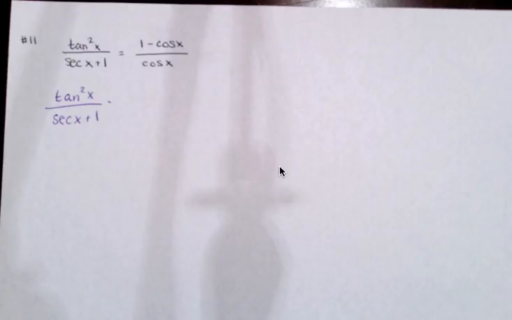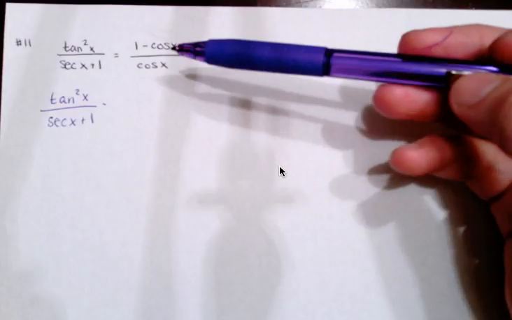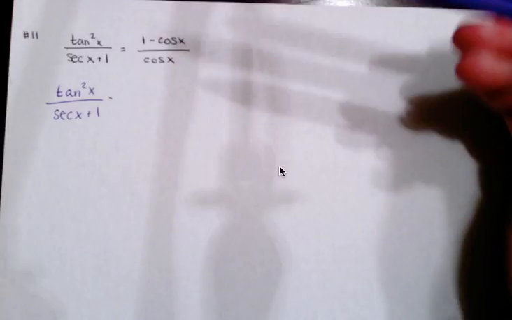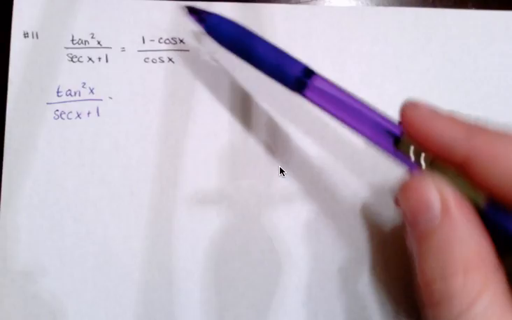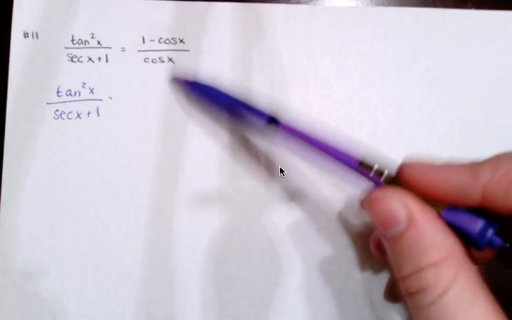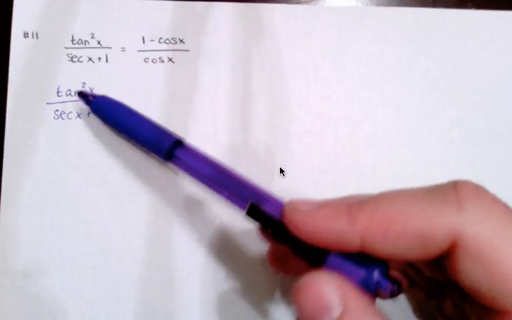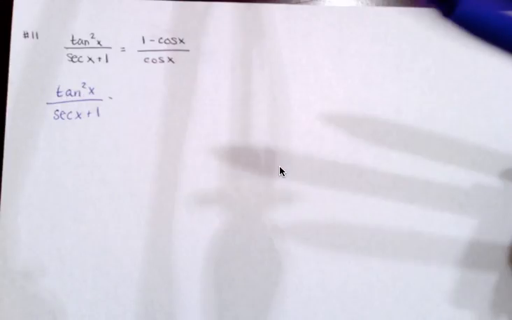Be number 11. I already chose the left side. Again, you could choose the right side. Your proof would look almost exactly like mine, except it would be going backwards. And again, there's a couple different ways you can do these proofs. This one especially, I'm going to want things in terms of sine and cosine at some point, because right now I got tangent and secant.